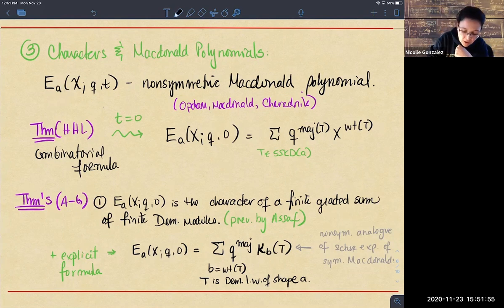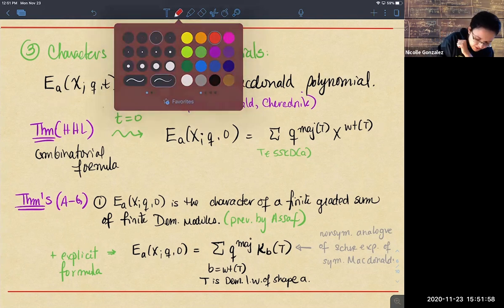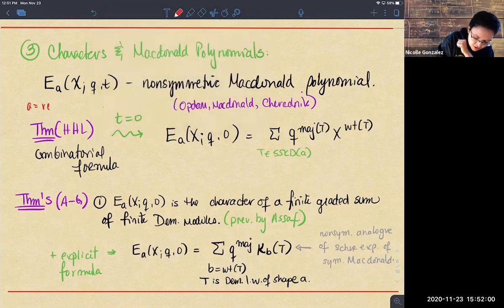Moreover, when you specialize a to be the reverse of a partition lambda, so a partition going in the opposite direction, then you get the symmetric Macdonald polynomials back. So they encode all the theory that you want for the symmetric story, but then way more. And they're not symmetric, as the name suggests. Now, these polynomials were not defined combinatorially initially. They were defined using Dunkl operators and whatever else.